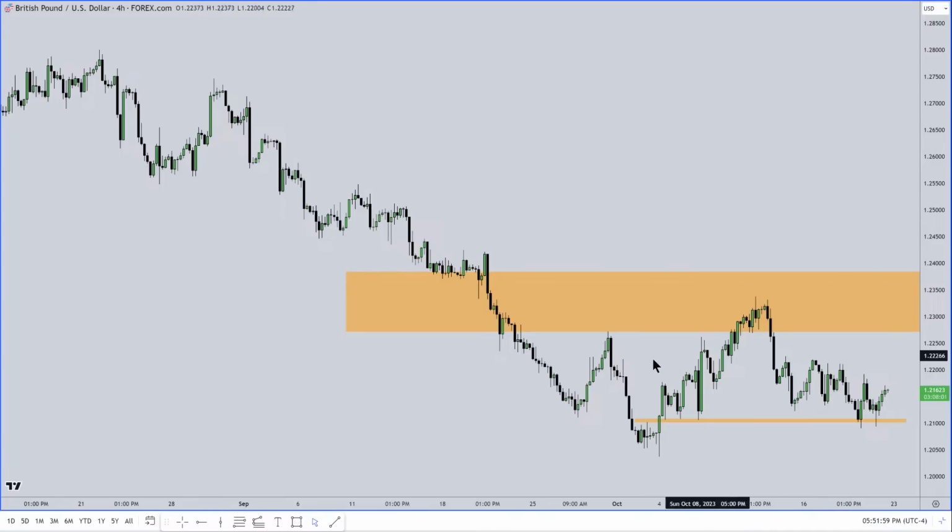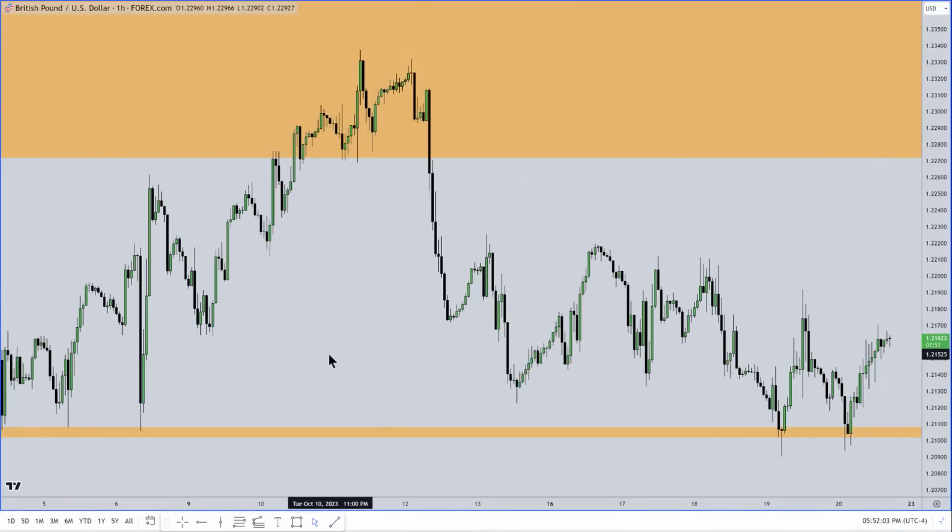But right now, I would favor euro over cable for the week. And you can just see this really sloppy, really not a good week at all to be trading cable if you don't know what you're doing.